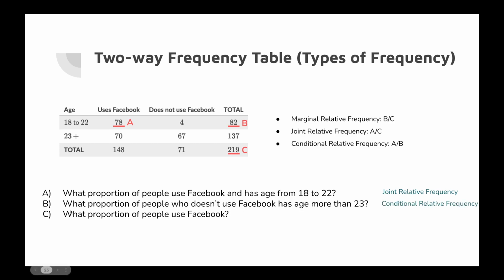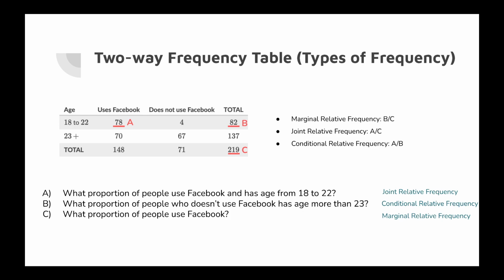And lastly, the proportion of people who use Facebook, which is proportion. So the population should be the entire people because it says proportion of people, and we have to find those people who use Facebook, which is here. So this one should be marginal relative frequency, since the numerator of the fraction is partial sum and the denominator of the fraction is entire sum.